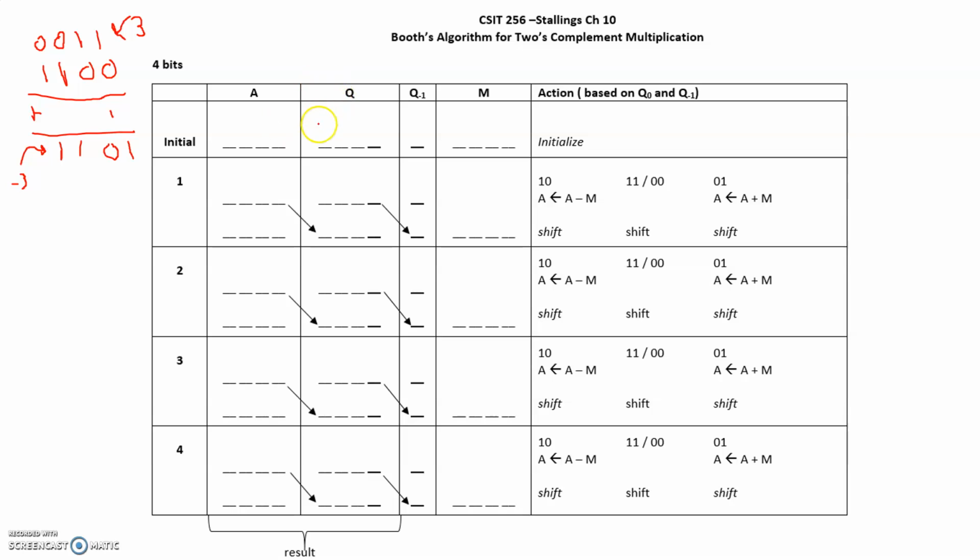And so for Q, we'll use as the starting point the 1, 1, 0, 1, which is the minus 3. A gets initialized to 0, so these are all going to be zeros. Q minus 1 is going to be initialized to 0, and M is going to be the other operand, which is going to be 7, and so 7 is 0, 1, 1, 1.